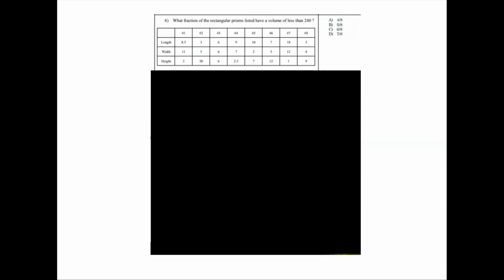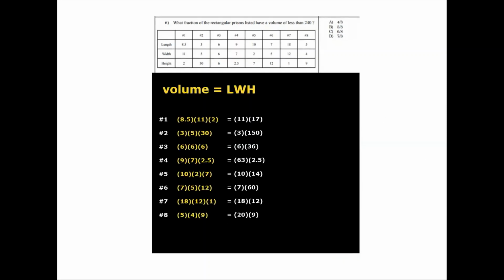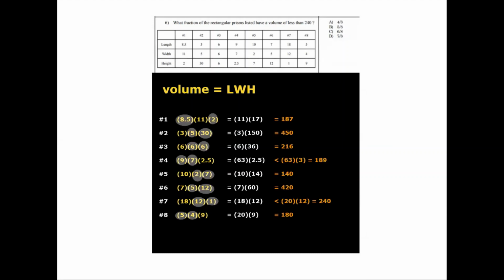Question 6. What fraction of the rectangular prisms have a volume of less than 240? Well, this is some weird architect's table with 8 different designs, as you can see, and they don't seem to be arranged for you, whatever these rectangular prisms represent. However, as a shortcut, knowing that the volume is length times width times height, you can take 2 of the 3 measurements and multiply them to make the math easier.